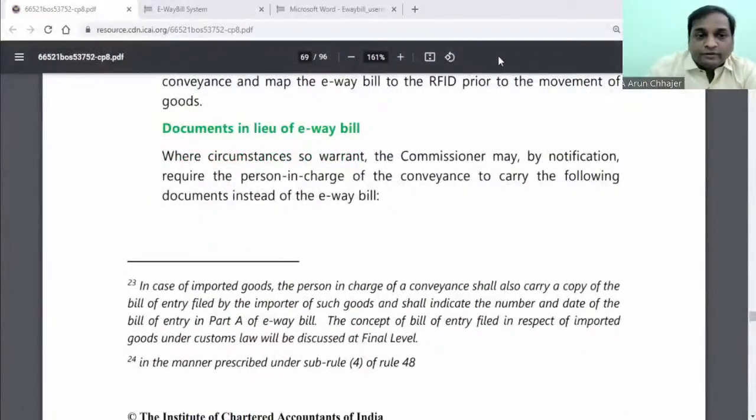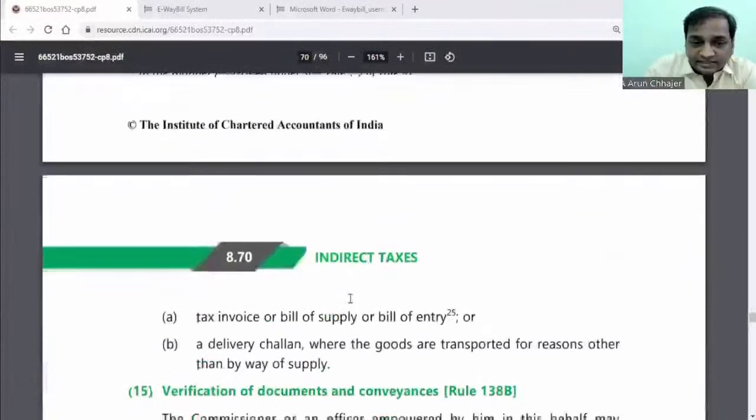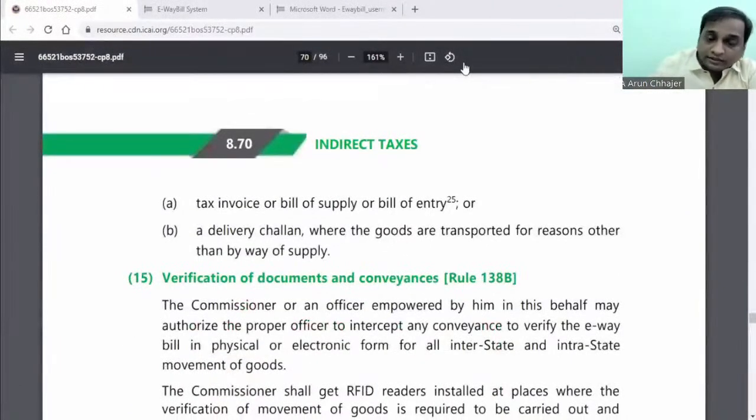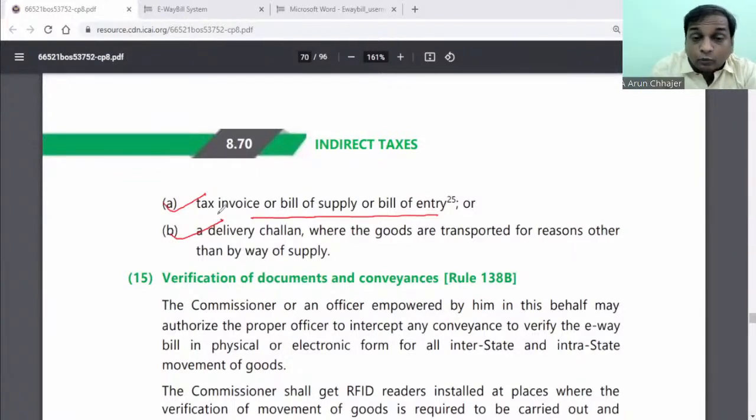Document in lieu of e-way bill. Where circumstances so warrant, the commissioner may by notification require the person in charge of the conveyance to carry the following documents instead of e-way bill. So the commissioner has the power to exempt in certain cases. When it can exempt, based on the notification, it will specify the criteria that tax invoice or bill of supply or bill of entry or delivery challan can be carried instead of the e-way bill. But what are those situations? Not yet notified. It can be notified and vary from state to state.